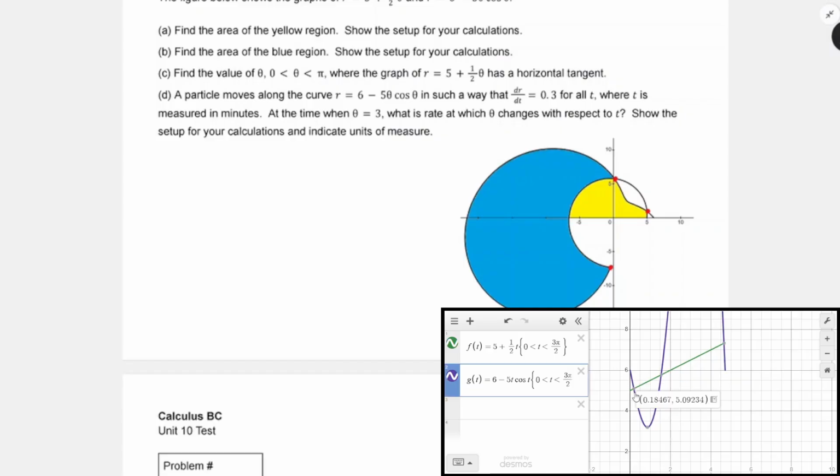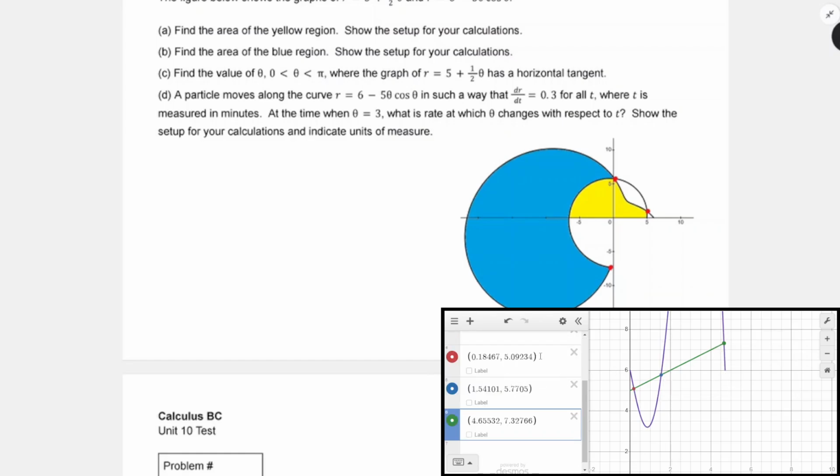So the first one is 0.18467. I'm going to store that one, store this one, and store the other one. I'm going to name all 3 of these t values. Let's call them A, B, and C.